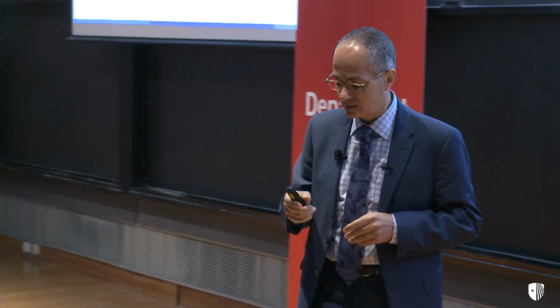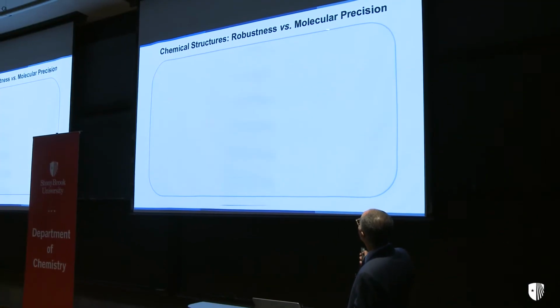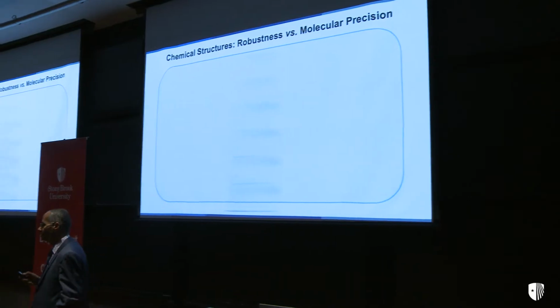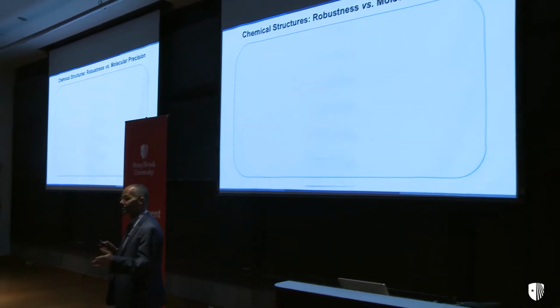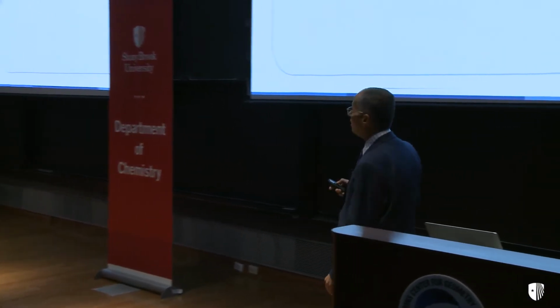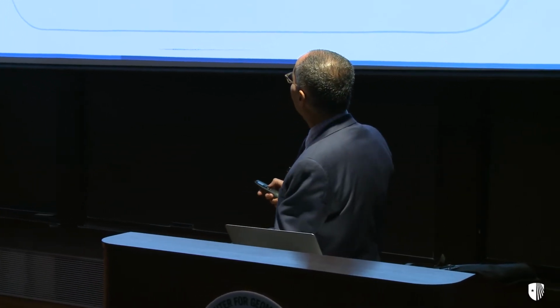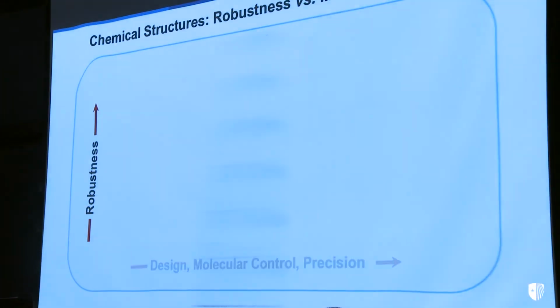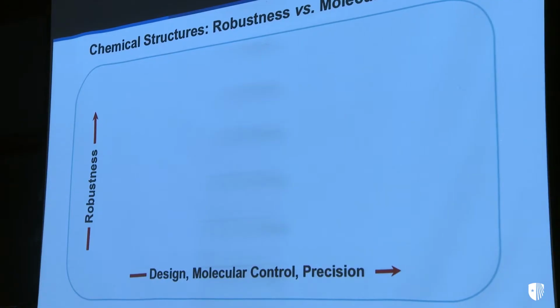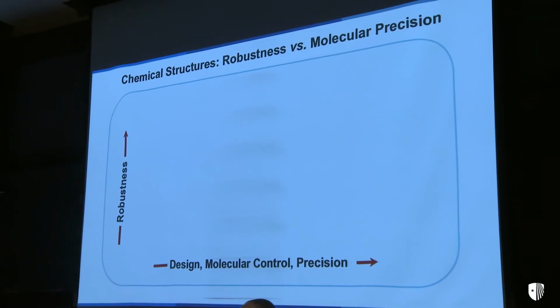And so the question is, I think, how do we combine robustness with molecular precision? Molecules are wonderful because we can precisely design them, put functionalities wherever we want. We can also characterize them with great definitiveness because of X-ray diffraction and other techniques. So I'm going to rank on this slide materials in terms of their robustness and in terms of the ability to design them and control them on the molecular level with precision.